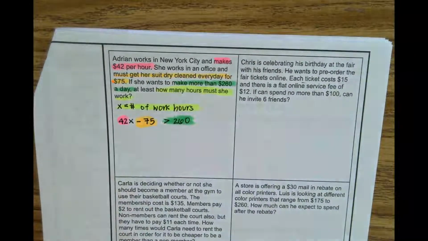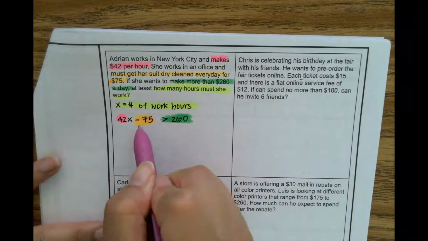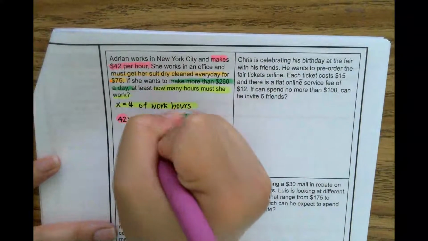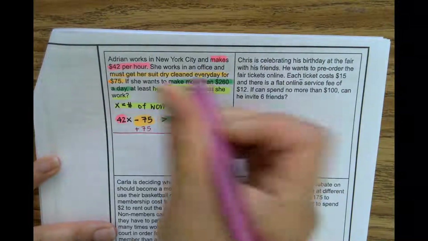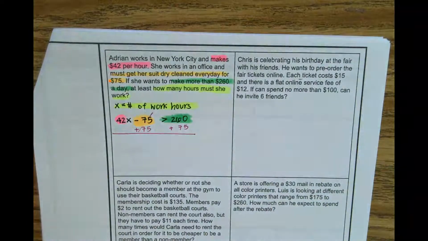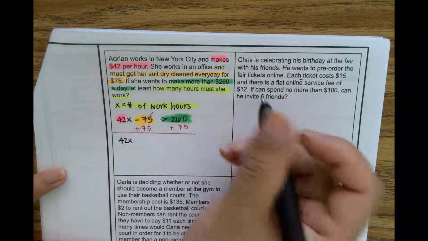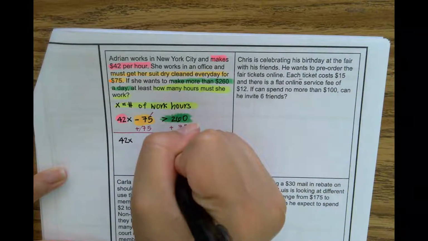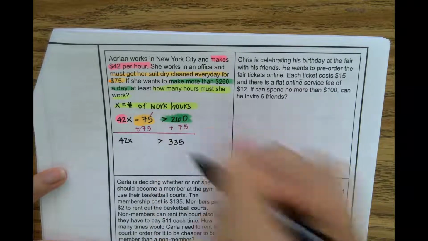Okay, so now all I have to do is solve. So the first thing I'm going to do, since this is minus 75, I'm going to add 75 on both sides. Okay. So here I'm left with 42x because minus 75 plus 75 is 0. Adding 0 doesn't do anything. Okay. 260 plus 75 gives me 335.